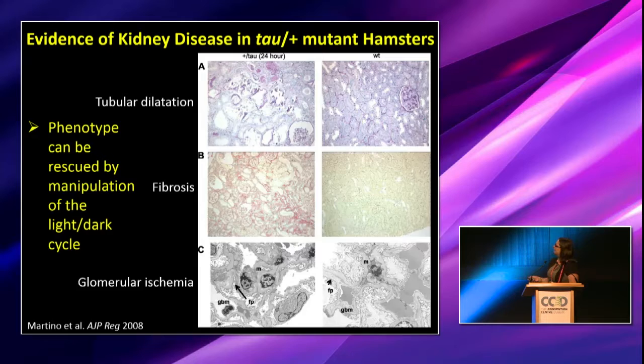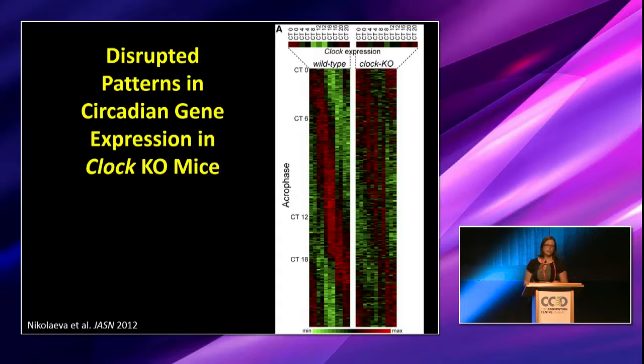And then moving on to some work done by Dmitry Fursov and colleagues that was published in the Journal of the American Society of Nephrology in 2012, we can look at the effect of clock disruption on global patterns of gene expression. In this heat map, we have wild-type mice on the left and a clock gene knockout on the right. Each column is a time point done in duplicate, going over the 24-hour cycle, and every row is a gene, and these genes have been arranged by the circadian time at which their expression peaks.